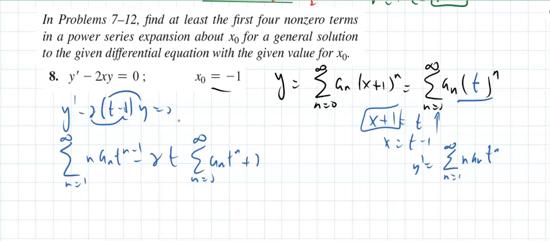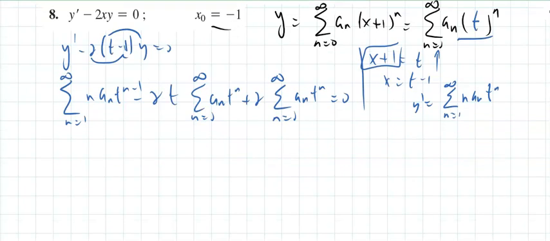Plus 2, the series n equals 0 to infinity a sub n t to the n equals 0. So now we follow the traditional approach. We want all of these powers to be the same. So we're going to shift this one up, shift this one up, shift this one up. To compensate, shift this one down. So that's our first order of business.